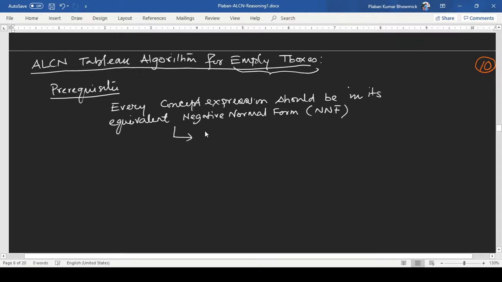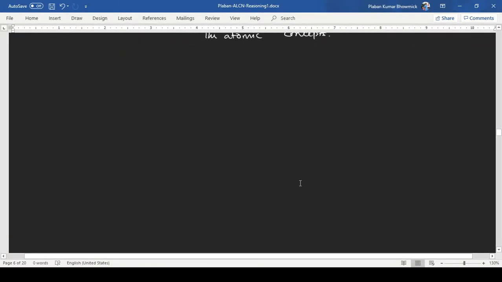An expression will be designated as being in NNF if it contains negation only in front of the atomic concepts. Right. So let us see different expressions and try to see what would be their corresponding NNF representation.